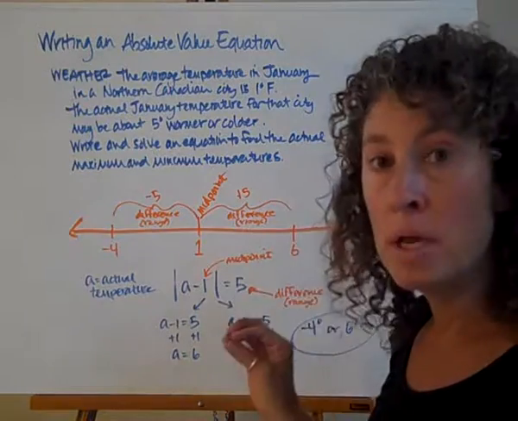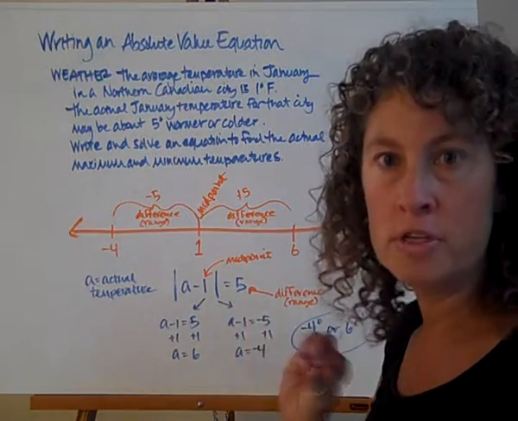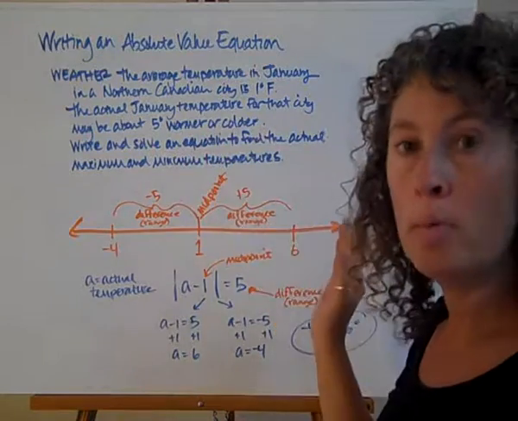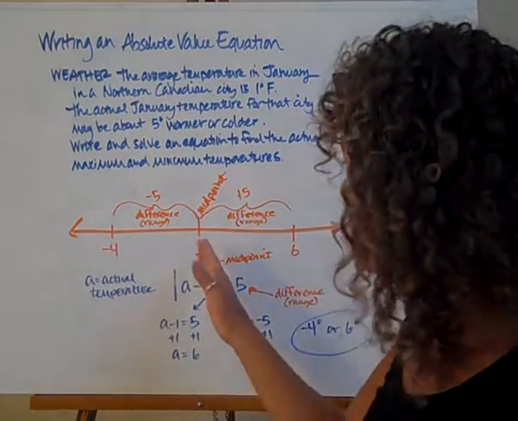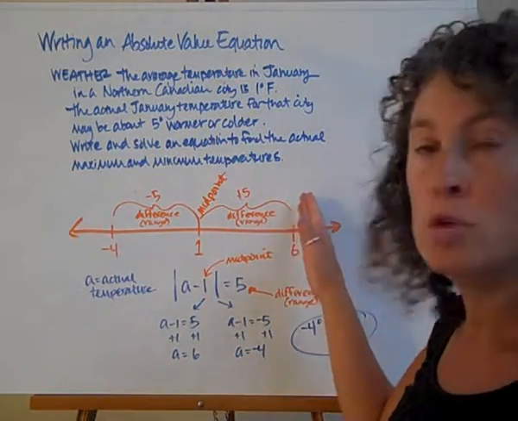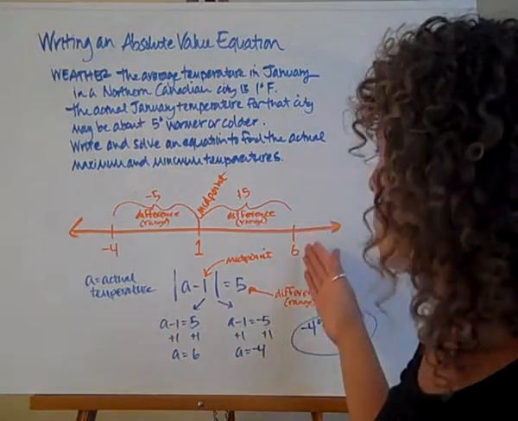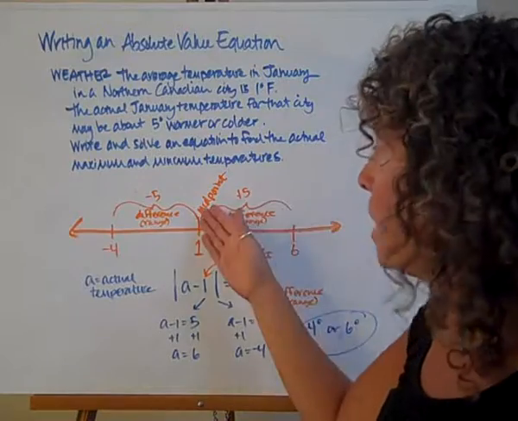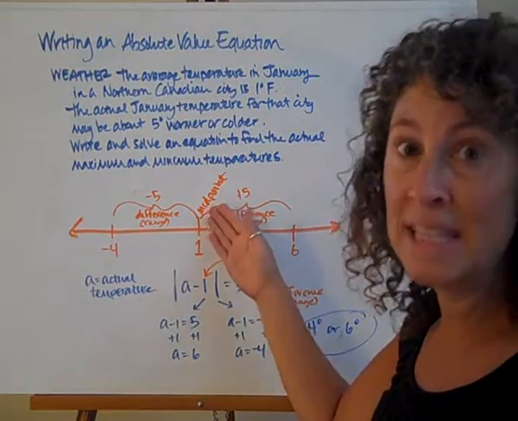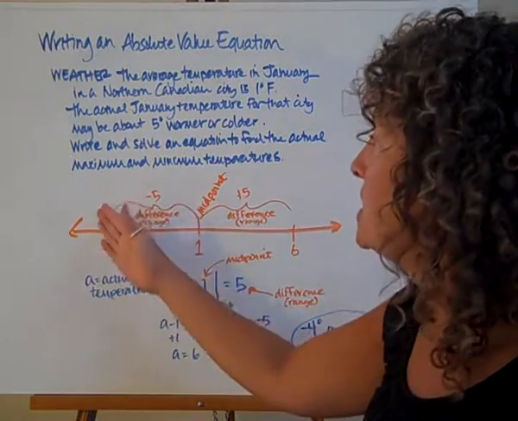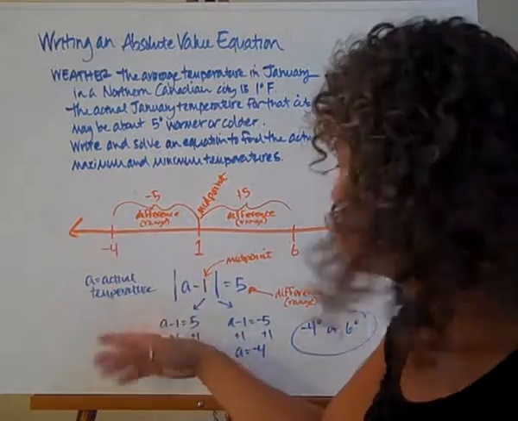So 1 is the middle. It's the midpoint of this range of temperatures. Then they tell me that it goes 5 degrees warmer and 5 degrees cooler. So I know that I have 5 degrees warmer than 1 degree, brr. So I could possibly get up to 6. I also know that it goes 5 degrees less than that 1 degree, even more brr. So I could get down to -4.